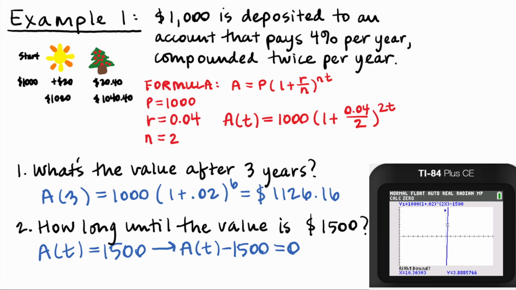Right bound, we can scroll to the right a little bit, to the right of the 0. Give it a guess, and that gives us t equals 10.238 years.